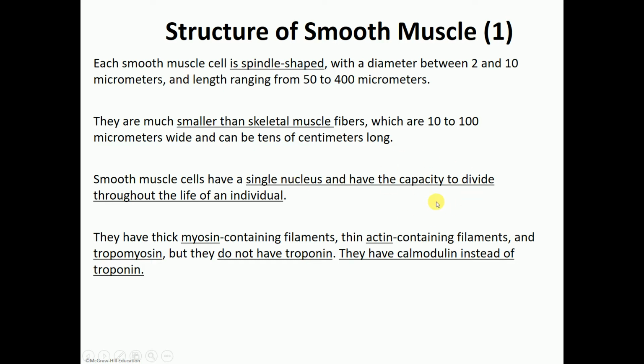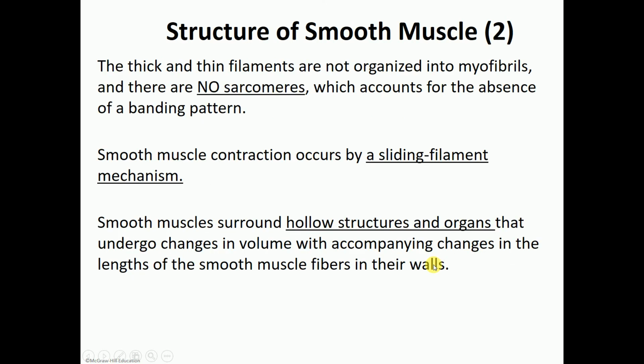They also have the ability to divide throughout the whole life of an individual. They have the same proteins, actin, myosin, and tropomyosin, but they do not have troponin. Instead of troponin, they have another protein known as calmodulin. The smooth muscle fibers do not have sarcomeres.